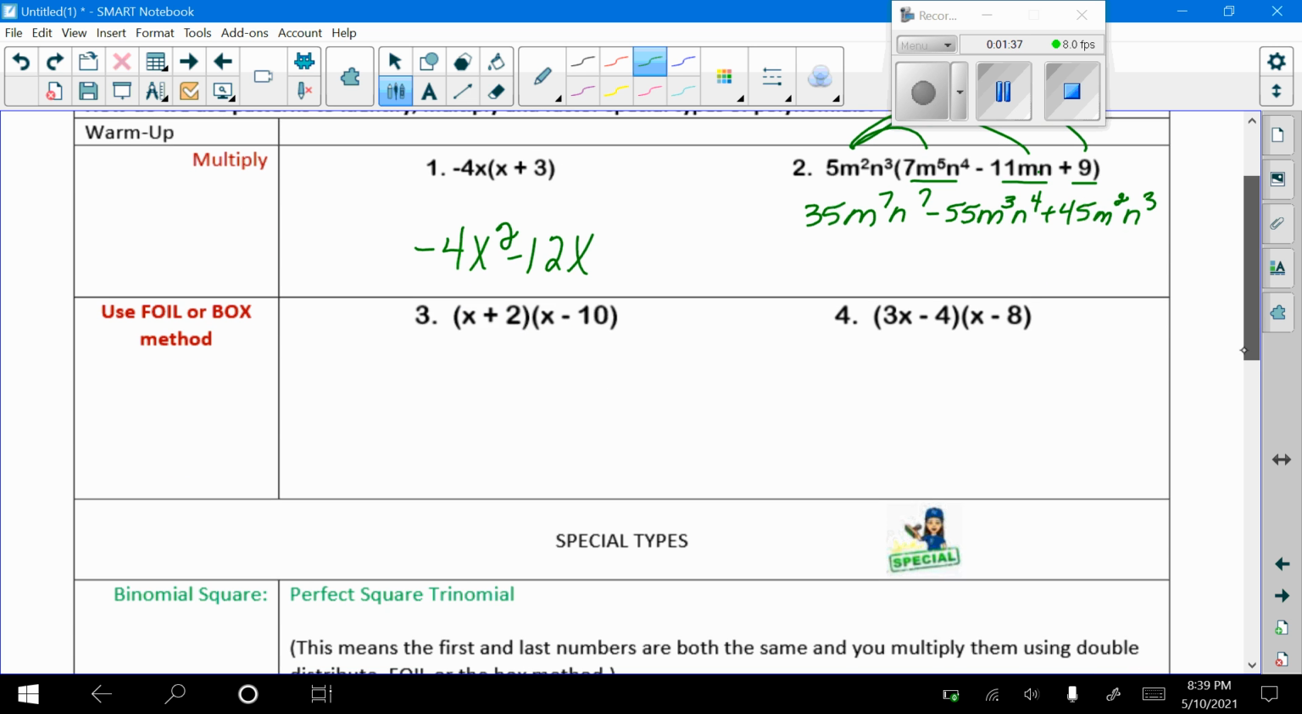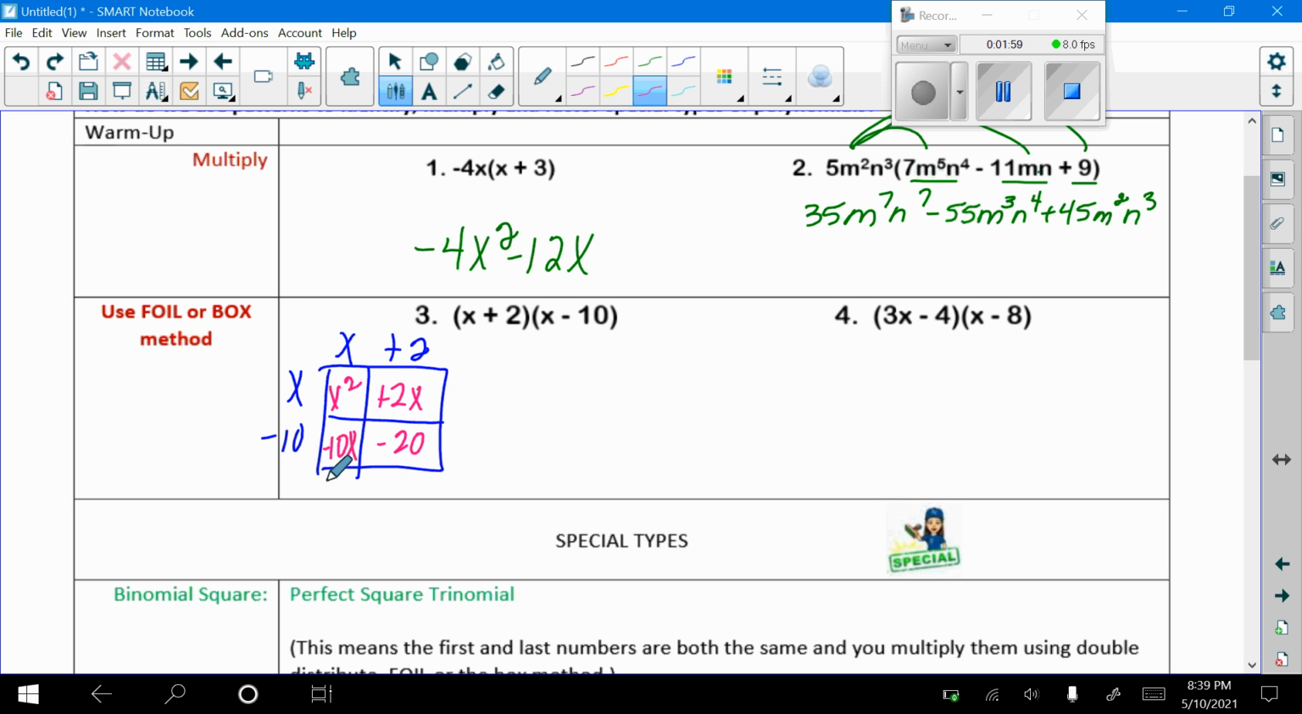The next set, we're going to do a double distributive or the box, whichever way you like. If you like the box, remember you can always do x plus 2 and x minus 10, giving me x squared, negative 10x, positive 2x, and negative 20. So this would be x squared, negative 8x minus 20.